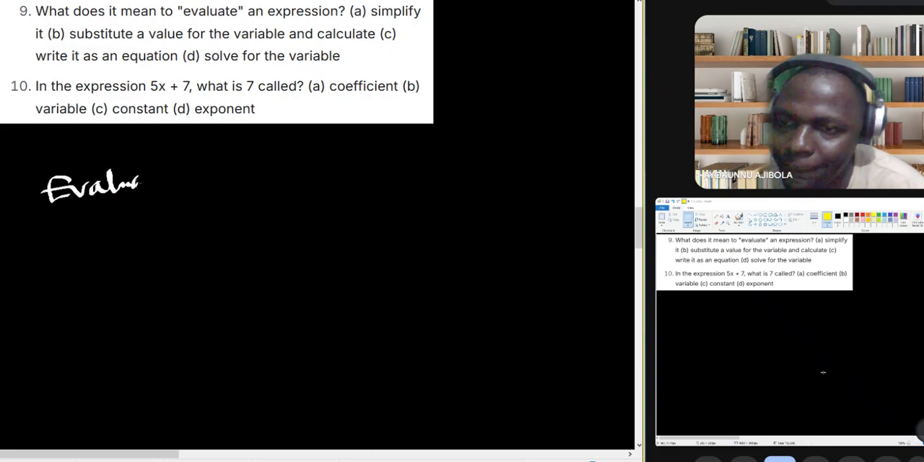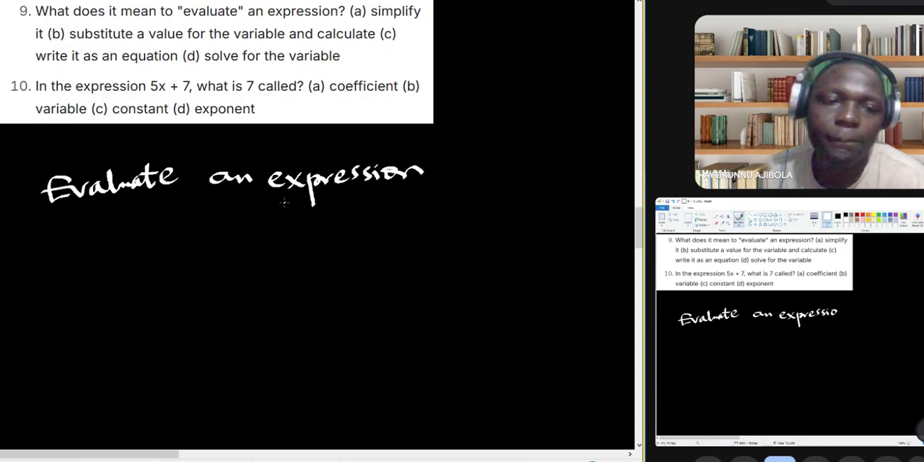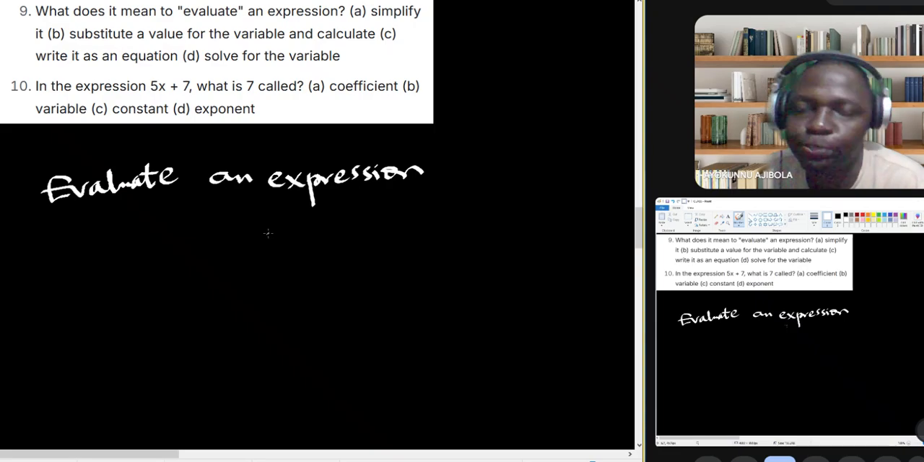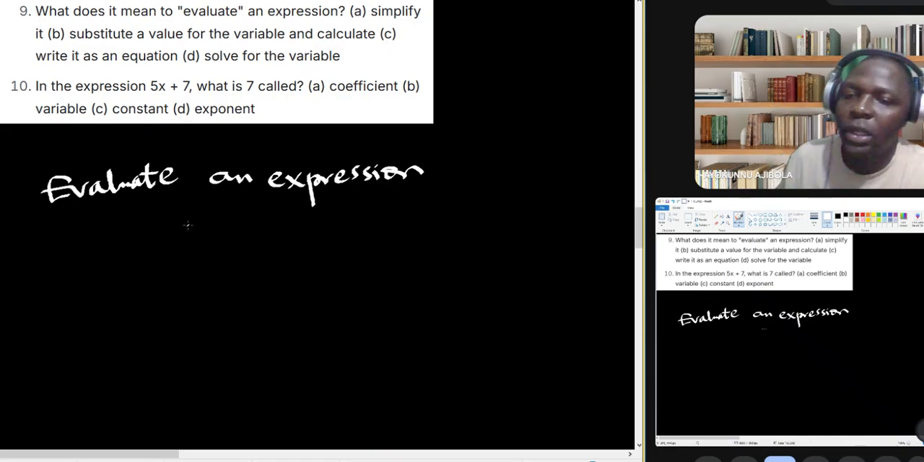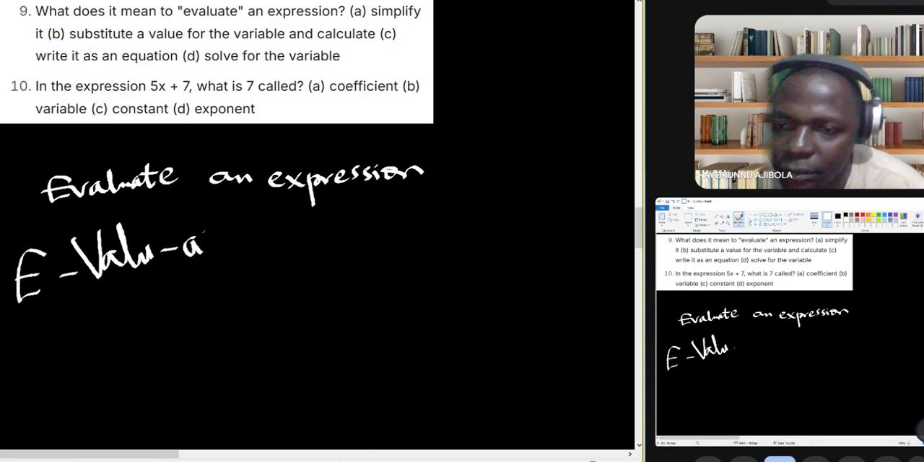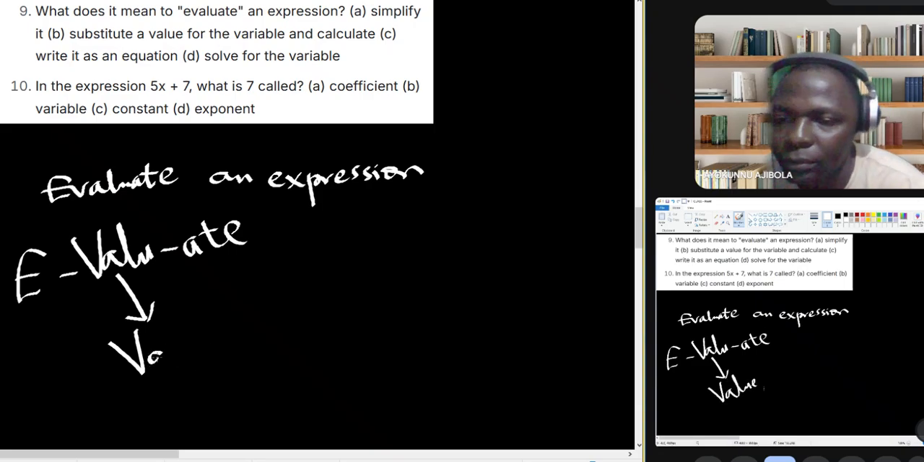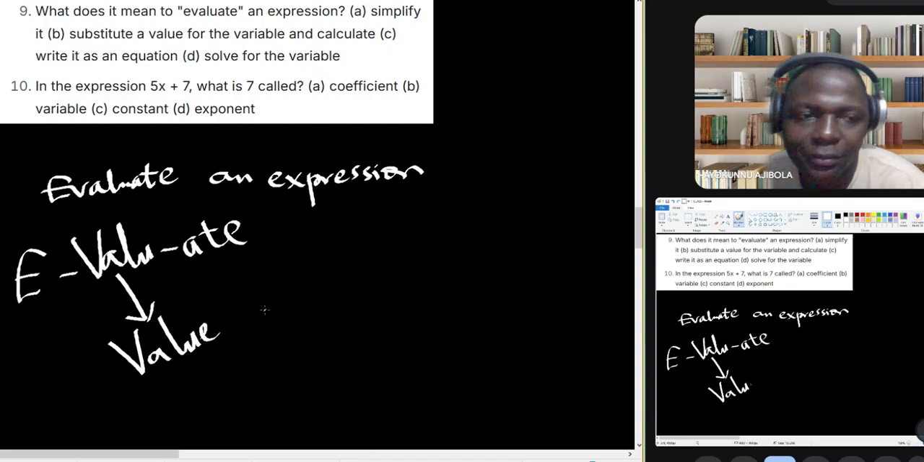Evaluate an expression. What word can you see in evaluate? Evaluate means value. What does this word stand for? Evaluate. Substitute a value for the variable and calculate.